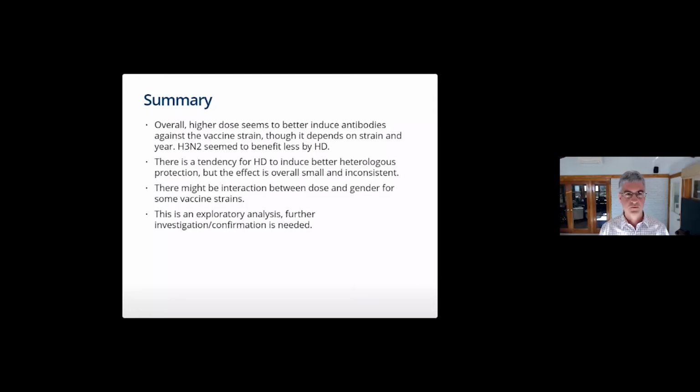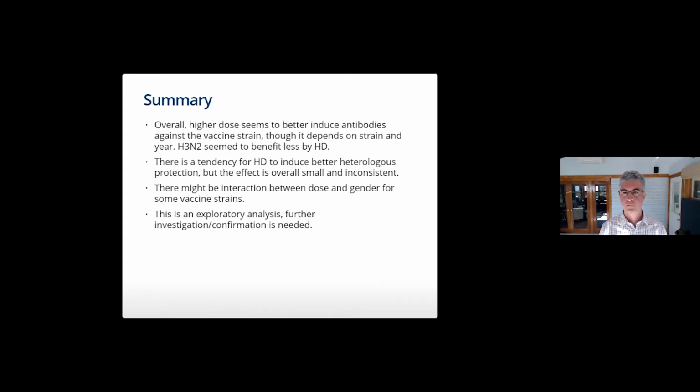Okay, and that wraps it up. So on this analysis, I think overall one can conclude that the higher dose does seem to induce antibodies more definitely against the vaccine strain, though it can depend, and for some years it doesn't seem to actually do much. It seems it's very limited. We only have 2 H1 vaccine strains and 3 H3, so it's somewhat limited, but based on that limited data it seems to benefit H3N2 less than H1 and B.